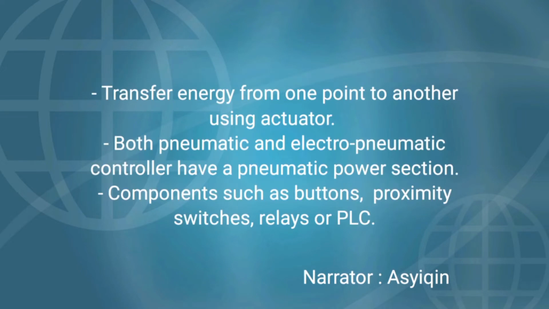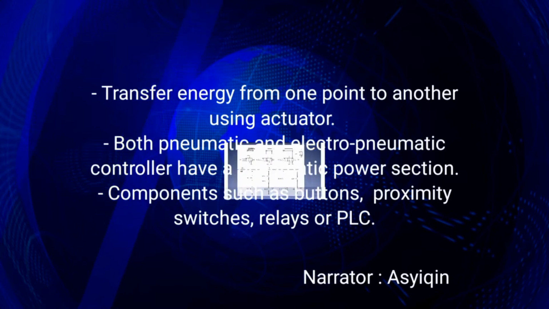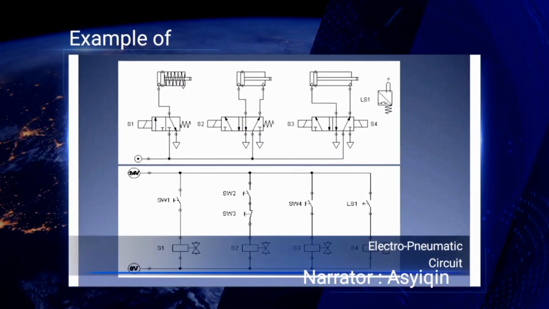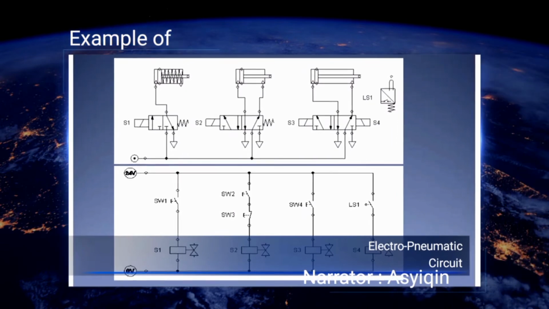Pneumatic is a method to transfer energy from one point to another using actuators which are driven by fluids under pressure. Both pneumatic and electro-pneumatic controllers have a pneumatic power section. In an electro-pneumatic control, the signal control section is made up of electrical components such as electrical input buttons, proximity switches, relays, or a programmable logic controller (PLC). This is an example of an electro-pneumatic circuit.